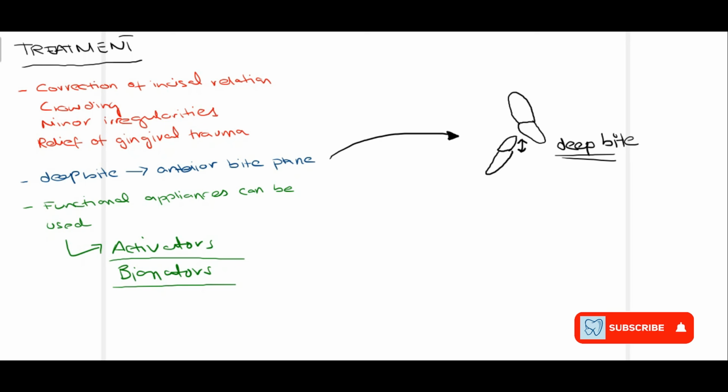Now lastly, talking about the treatment options available for treating class 2 division 2, we have to correct the incisal relation, crowding, minor irregularities and relief of gingival trauma. Mostly these last two things are associated with deep bite. So we use anterior bite plane, as you can see over here. We use this bite plane here and as we've discussed before, the maxillary teeth extrude. This leads to correction of deep bite. Sometimes you can use functional appliances as well, for example activator and bionator, in order to correct all of these anomalies.